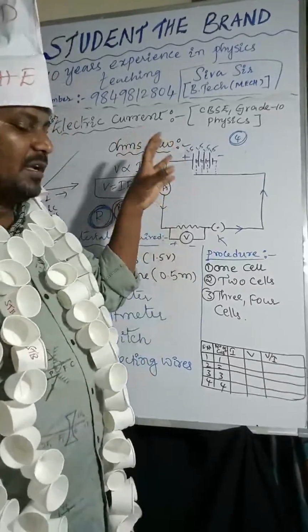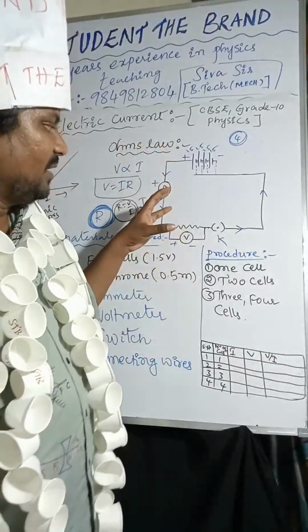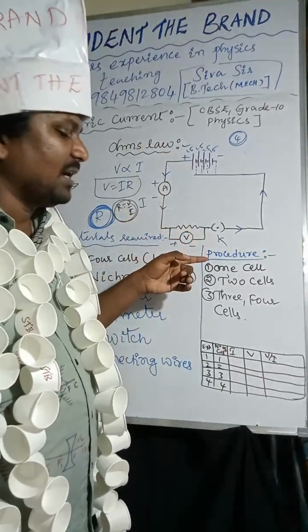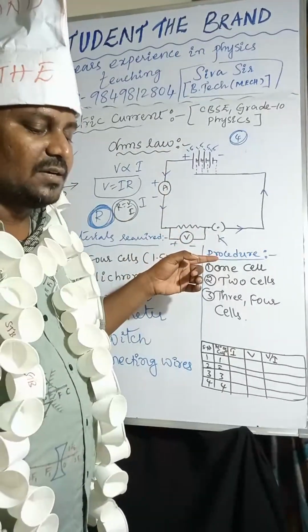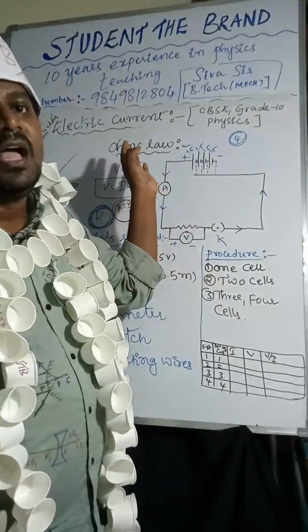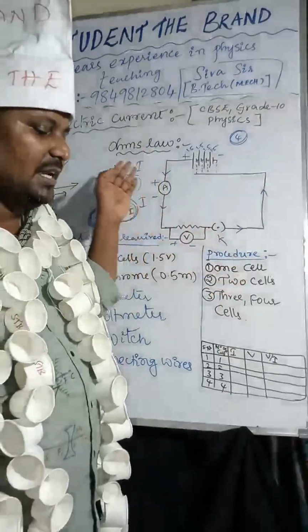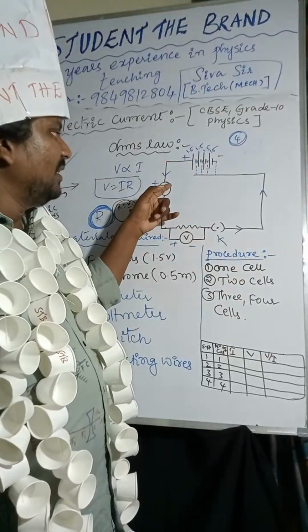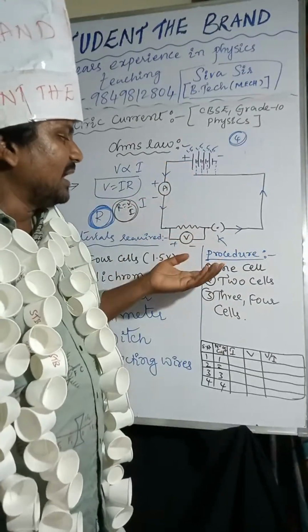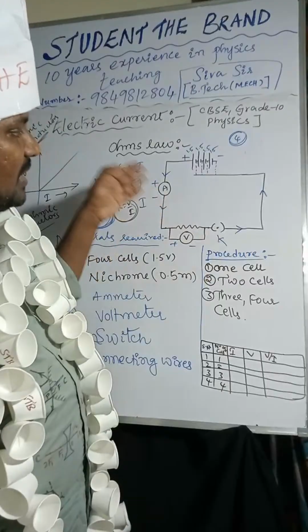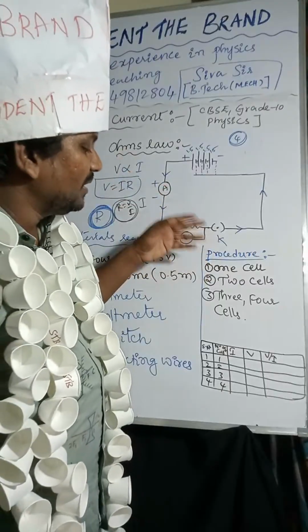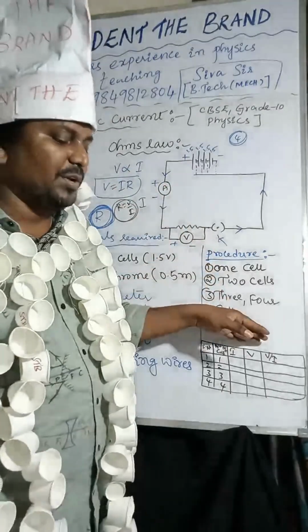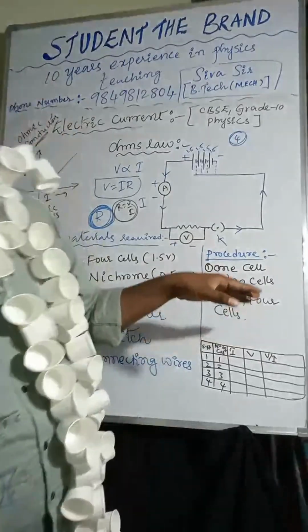Now the procedure. What is the procedure to do the activity? First connect one cell and note down the reading of ammeter and voltmeter. Next connect two cells, and note down the reading of ammeter and voltmeter. Mention them in the tabular form given below.